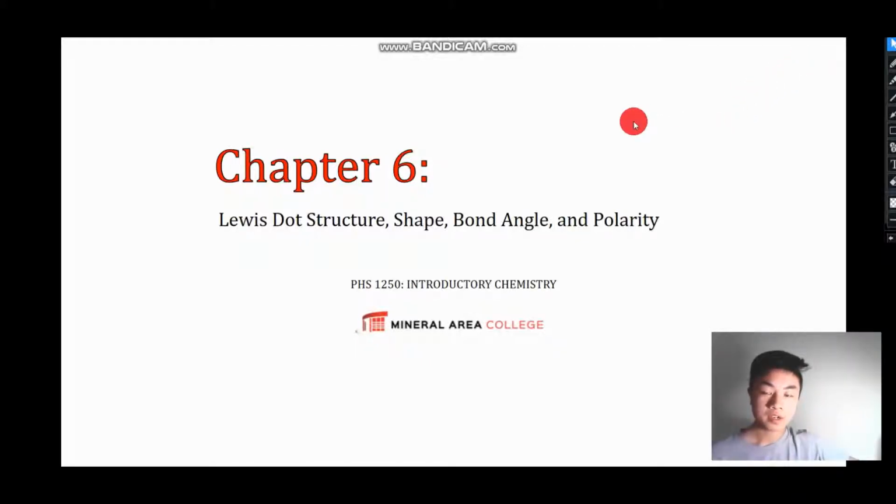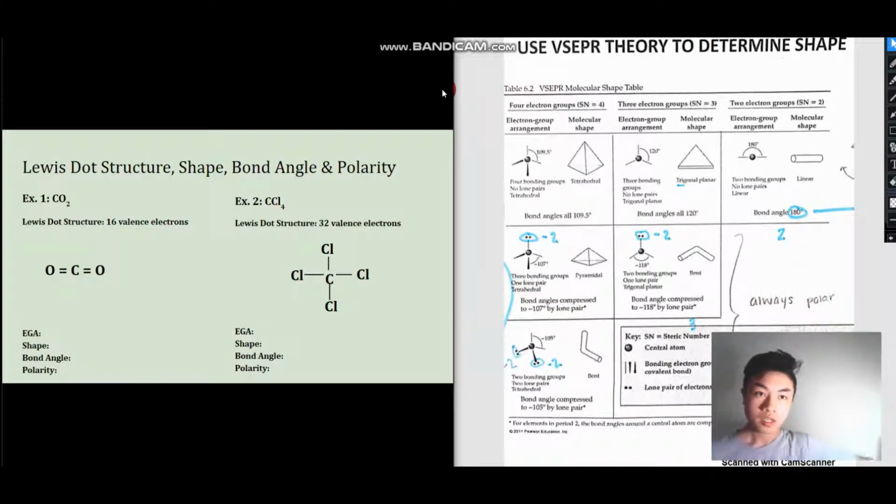Chapter 6, covering Lewis dot structure, shape, bond angle, and polarity, and this is introductory chemistry at Monroe Area College. So my first example, I have carbon dioxide, also known as CO2.